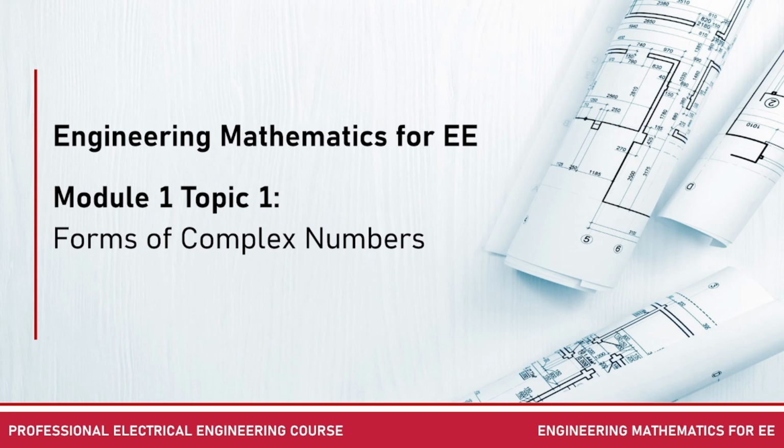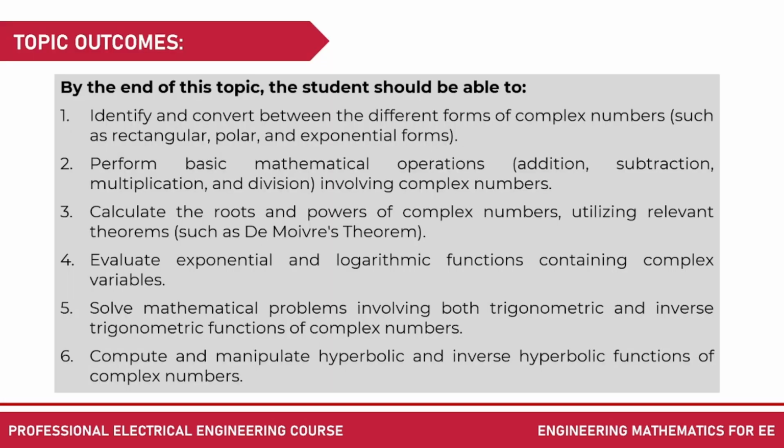Hello everyone. So this is Engineering Mathematics for EE, module 1, topic 1, which is forms of complex numbers. By the end of the topic, the students should be able to first identify and convert between the different forms of complex numbers such as rectangular, polar, and exponential forms. This is for this part of this video, and then the next topics will be discussed in the next videos, okay?